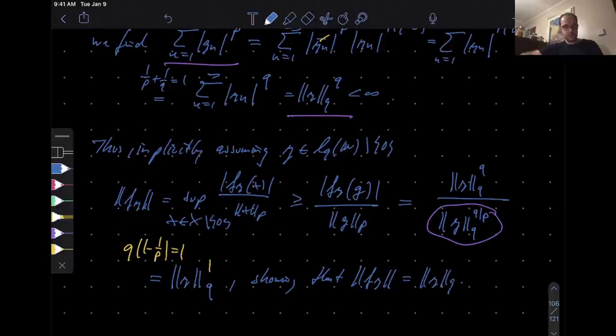Okay, now we have to show that it's surjective. This is almost like in the previous example, and then we will convince ourselves that both of these guys are actually reflexive Banach spaces. Okay, I'll see you soon.